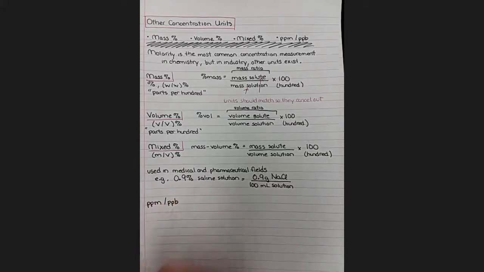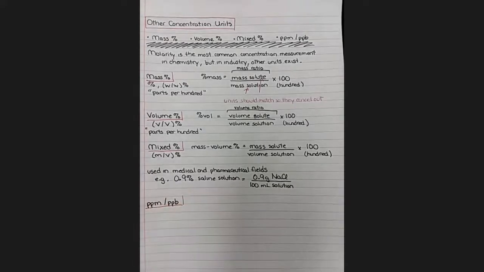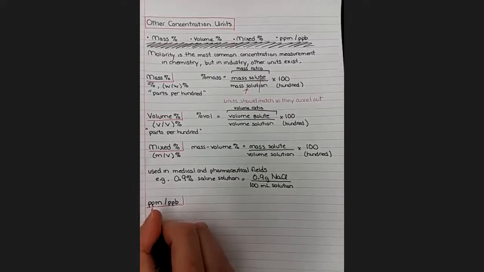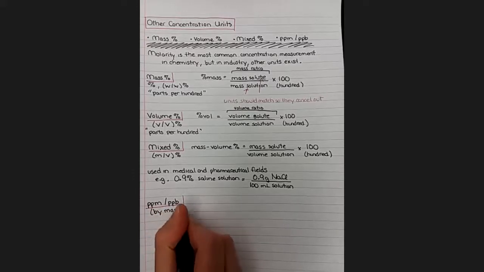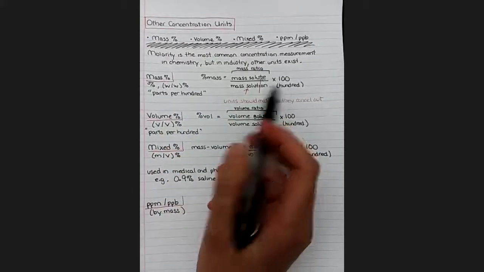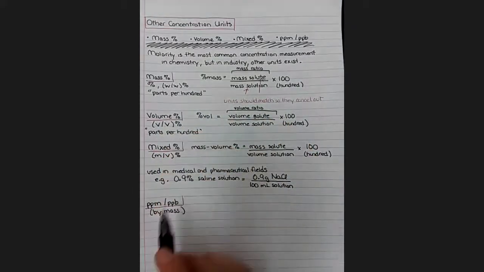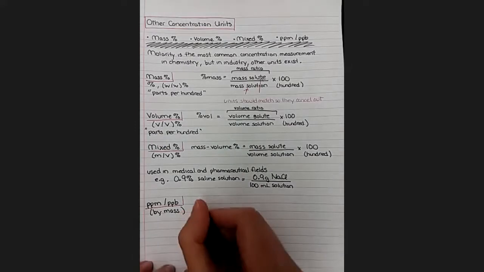Final set of units is parts per million and parts per billion. And this is parts per million by mass, to be specific. So this is basically just another version of mass percent, except instead of multiplying by 100 to get parts per 100, we're going to multiply by a million or a billion to get parts per million or parts per billion.